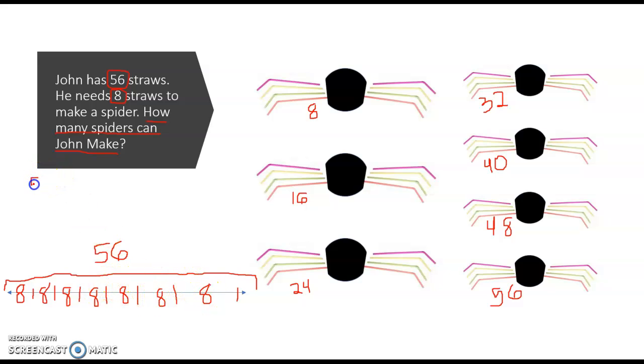So we had 56 straws. We divided it into equal groups of 8, and we made 7 groups. This can also be written as there are 8 in each group. There are 7 groups. Altogether, we have 56 straws.